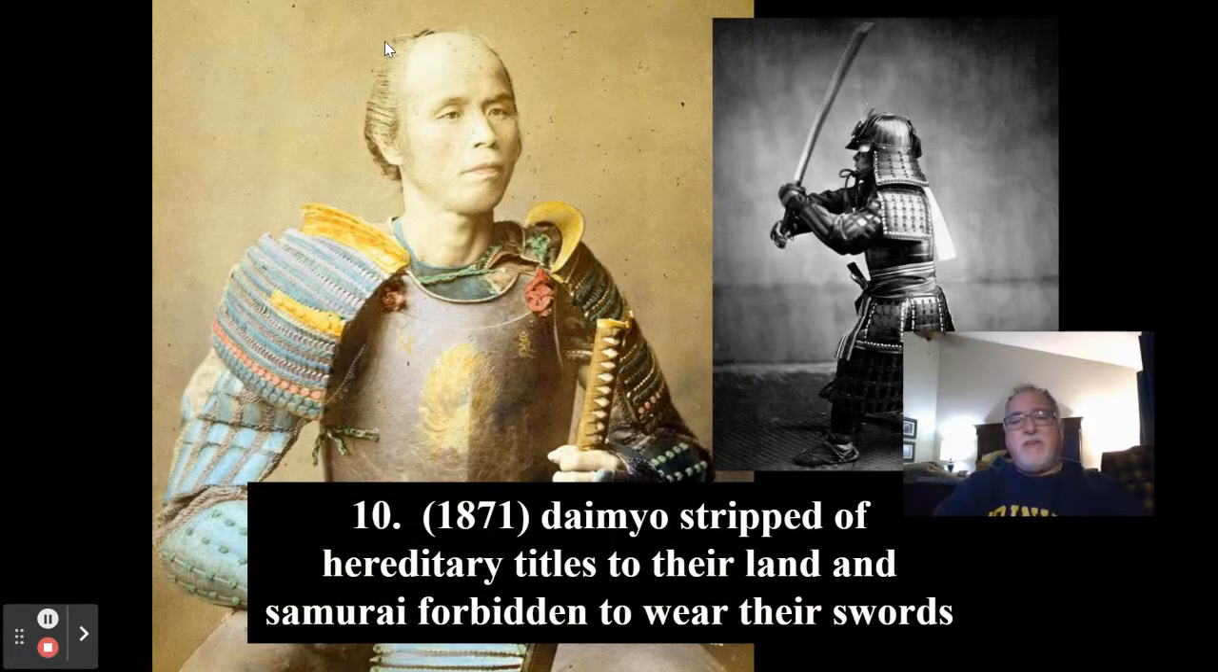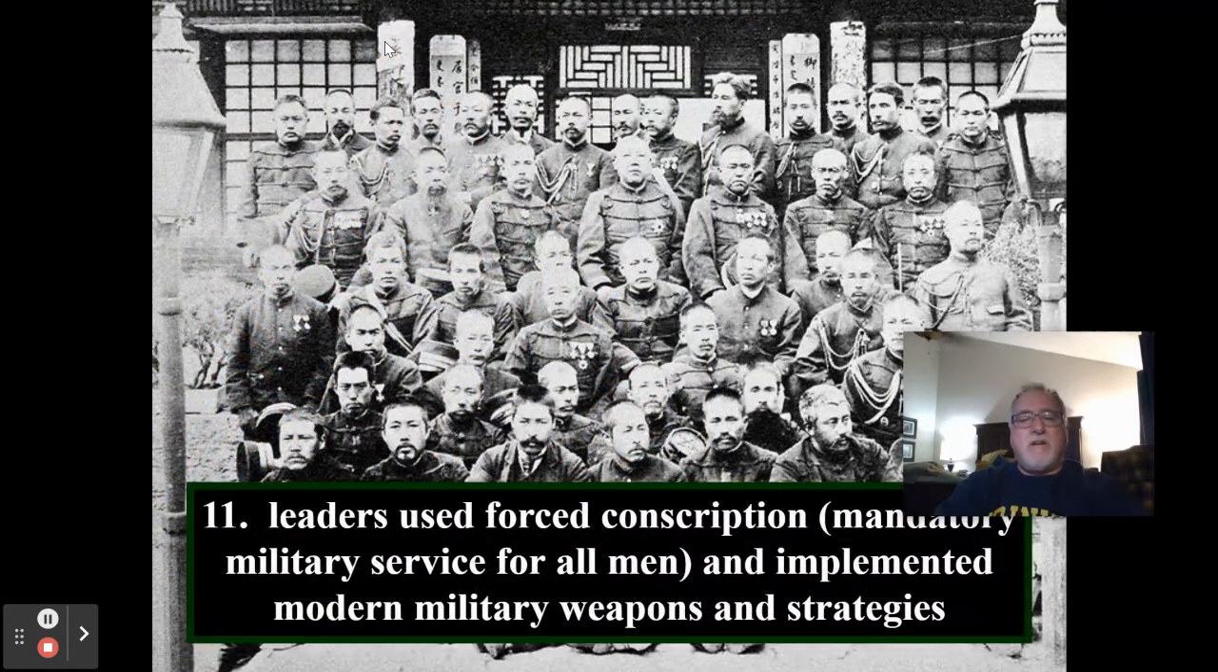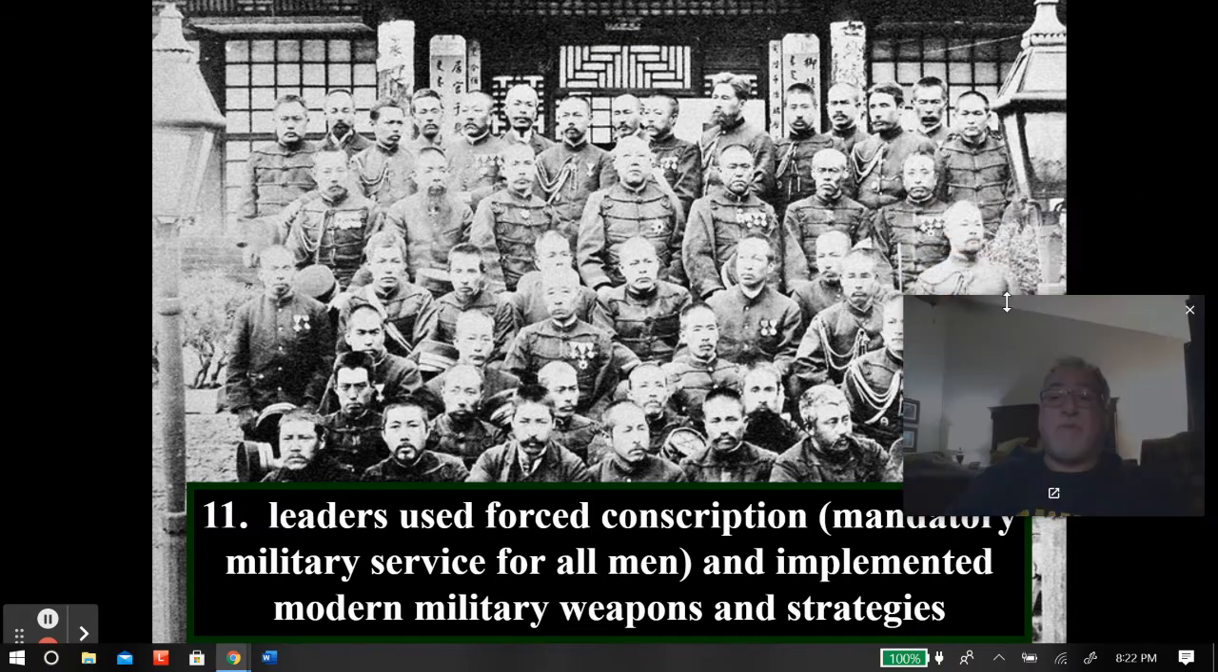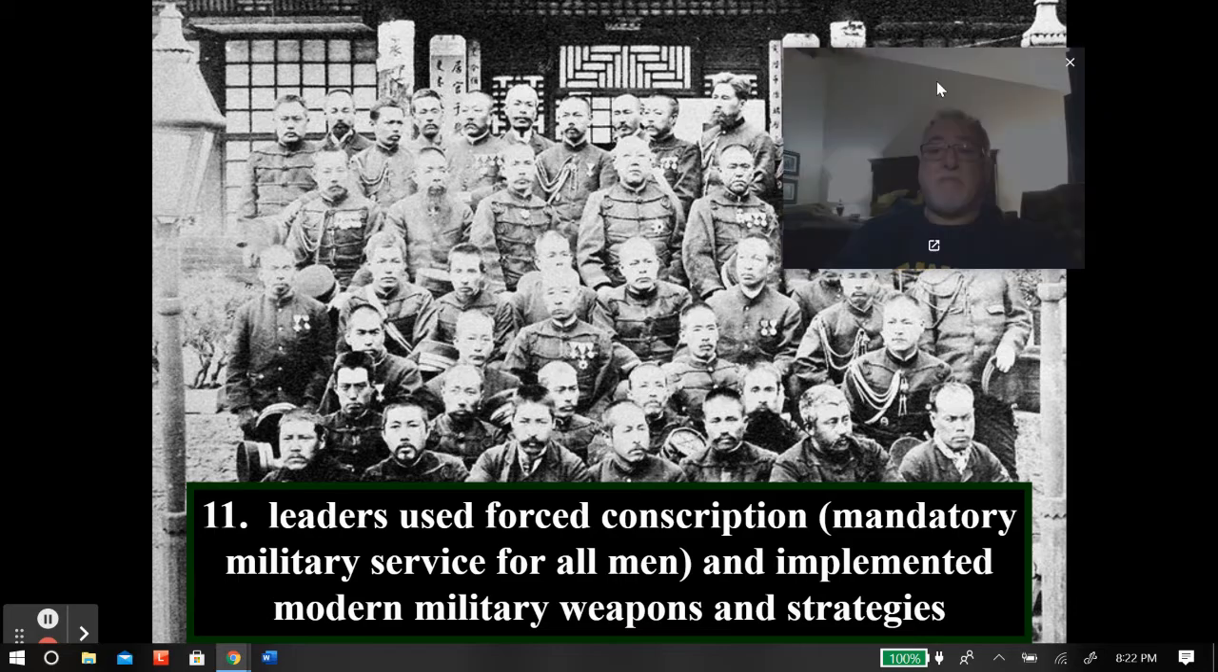A couple other things: the daimyo are stripped of their hereditary titles and their land, and the samurai are forbidden to wear their swords. So this is pretty much the end of the samurai. And in fact, the leaders use forced conscription. So you had to serve by force in the military.